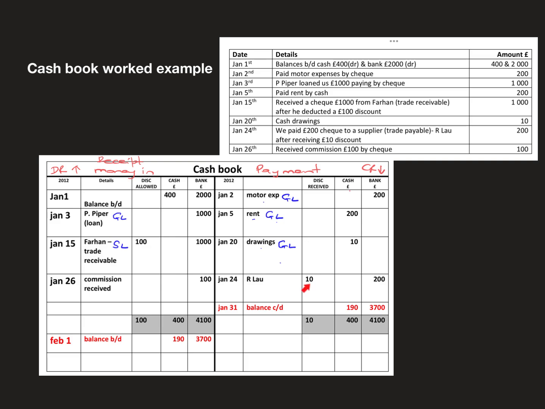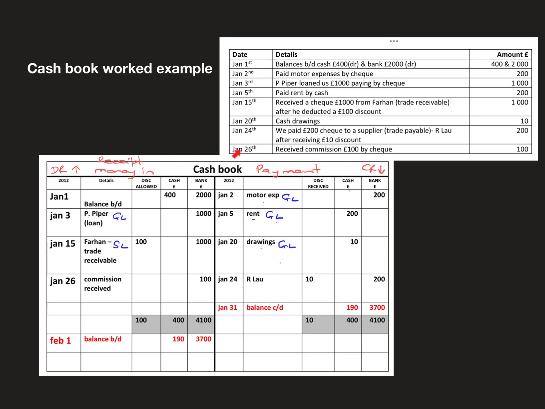We're receiving a £10 discount. So alongside the amount that we're paying, we're keeping a tally or a log of all of the discounts that we're receiving. So we're receiving a £10 discount from Law. So I'm hoping that this is clear.